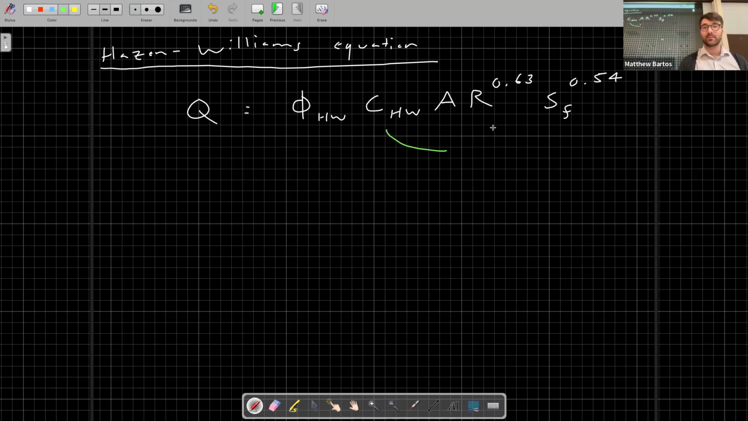And again, this here is a roughness coefficient, so I'll call this the Hazen-Williams roughness coefficient. And this phi parameter, this is another unit coefficient. So it's a coefficient that depends on your unit system.